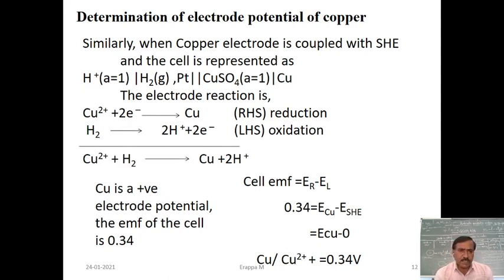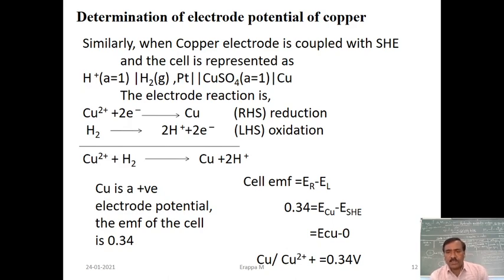The electrode reactions are Cu2+ + 2e- gives Cu, and second reaction, hydrogen gives 2H+ and 2e-. That is, at the RHS electrode reduction takes place, and at the LHS oxidation takes place. So the overall reaction is Cu2+ + H2 gives Cu + 2H+. Copper has a positive electrode potential, then the EMF of the cell is 0.34, which can be determined using the compensation method.